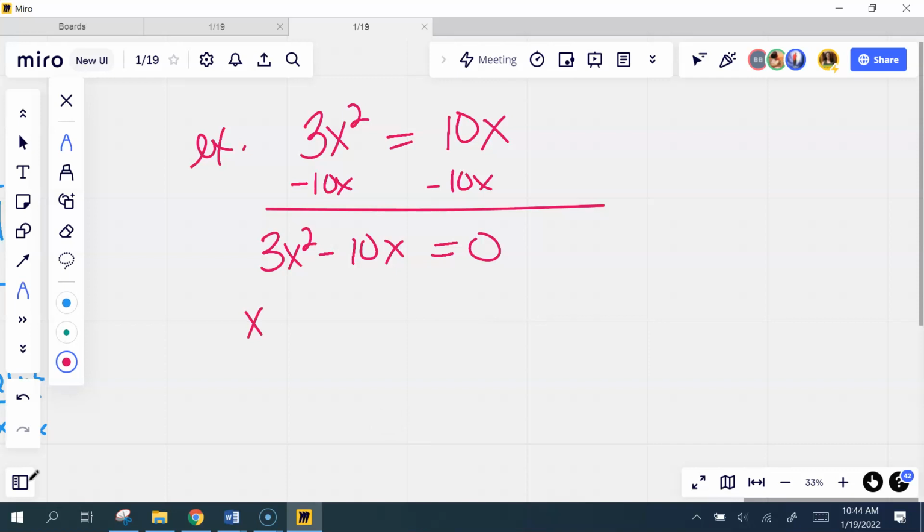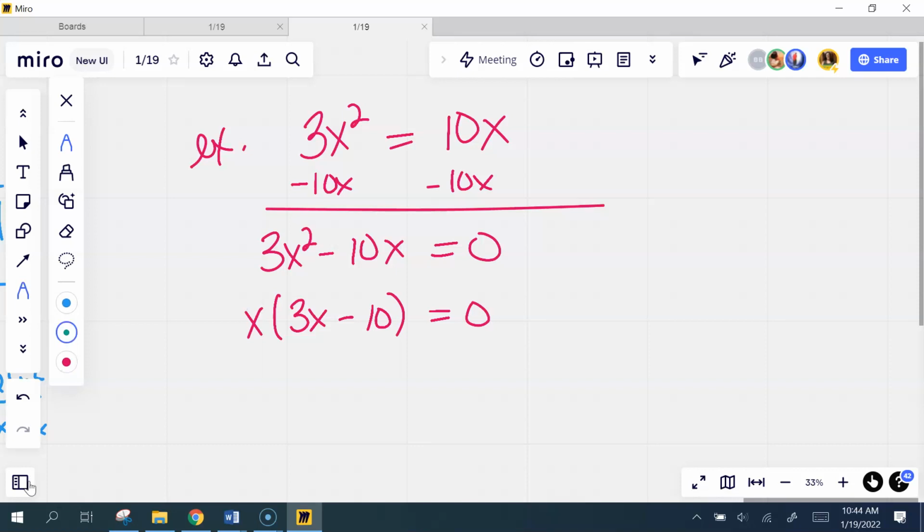If I take out an x, I'm left with 3x minus 10. Can I factor that any further? No, the squares are gone, right? That's as far as it factors, and that's okay. But how am I going to solve that? Well, distributing would be my gut instinct, but distributing would just put me back here, right?